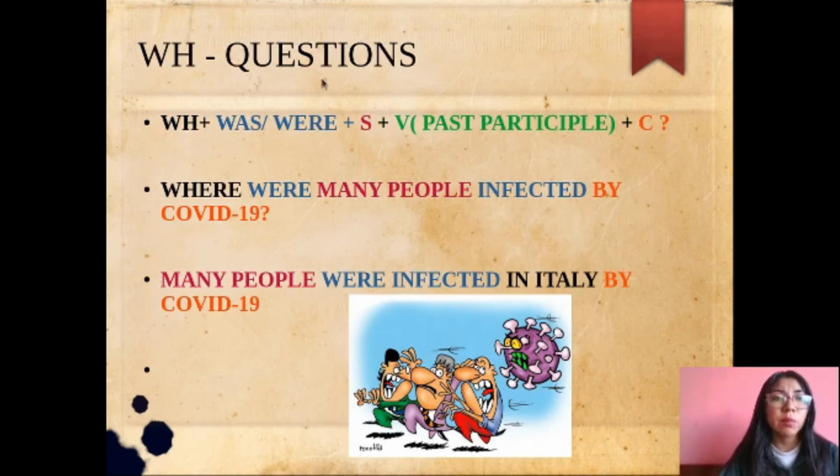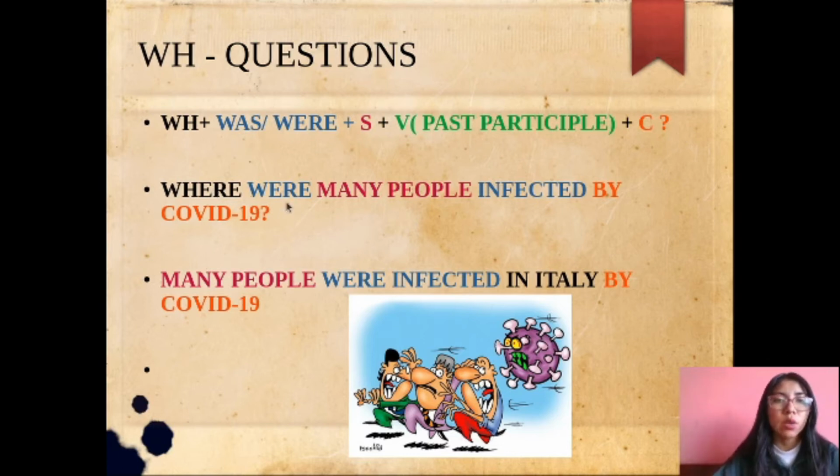That is the same as the yes/no question. The only thing is that you have to add a WH word at the beginning. Okay, so the structure is the following: WH word, was or were, the subject, the verb in past participle, and the complement or agent. Okay, remember, here you have an example.